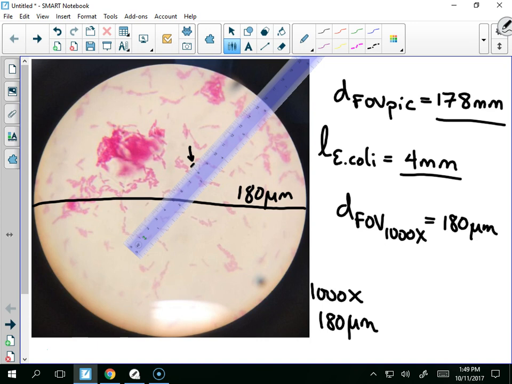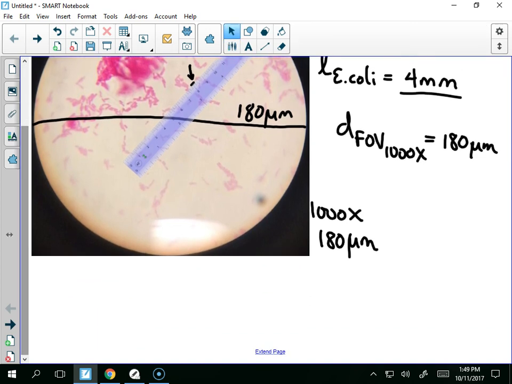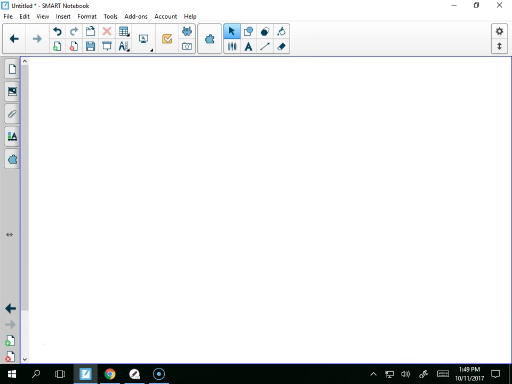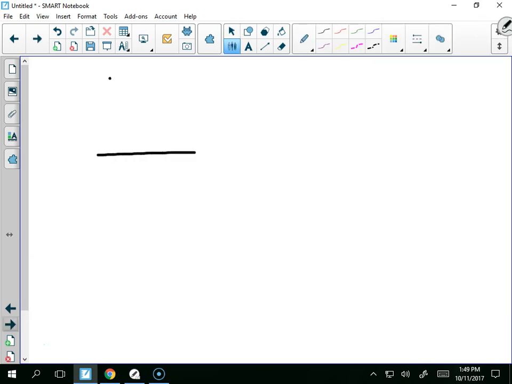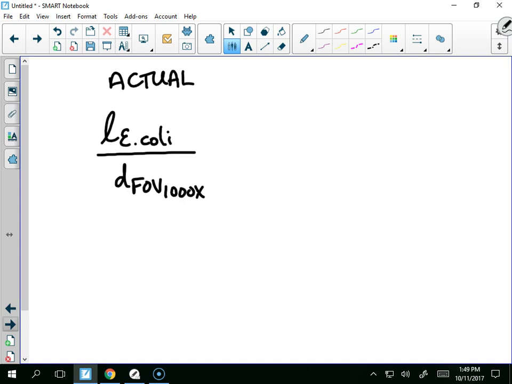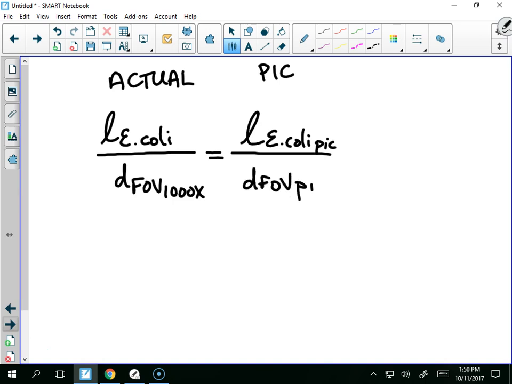So now what do we do with that? Well, we have to set up what I like to call a magic square. The way you set up your magic square is you put your target specimen in the top left corner. On the left side of the magic square is actual. So the length of an actual E. coli cell, or my E. coli cell I should say, and then the actual diameter of field of view, you put your 1,000x, whatever magnification you're using. And on this side, that's just your picture, whatever you're using for your source. Length of E. coli, and I always like to do my little subscript there, pic. Diameter of field of view of my picture.